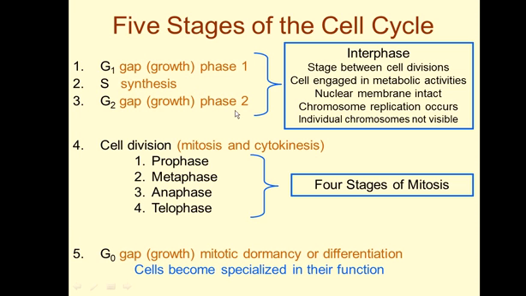Followed by interphase will be your cell division, mitosis, which involves 4 stages: prophase, metaphase, anaphase, and telophase. This is mitosis, division of the nucleus, and it will be followed by the division of the cytoplasm, which is cytokinesis. And some of the cells don't divide and they go into the G0 phase, which means they're not dividing cells. The cells like nerve cells, the muscle cells, they don't divide, so they go into G0 phase.